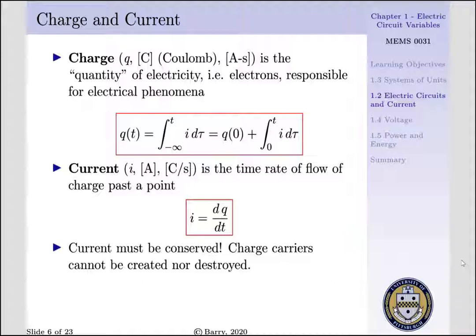Now, current, represented by the variable i, that has units of amperes, is a time rate of flow of charge past a point. So i is simply the time rate of change of Q. Now, current must be conserved. Charge carriers, which we're going to talk about shortly, cannot be created nor destroyed.